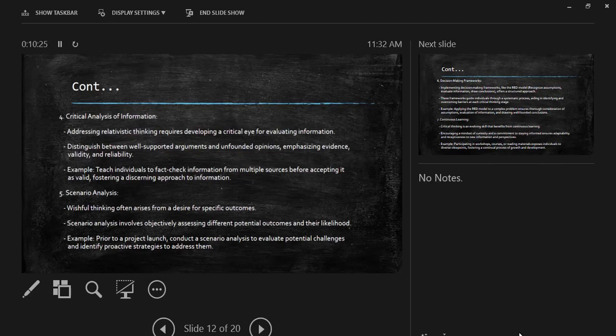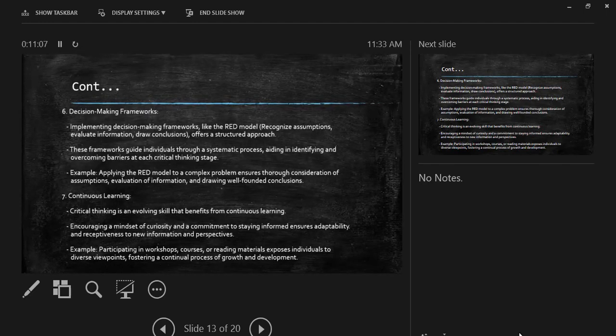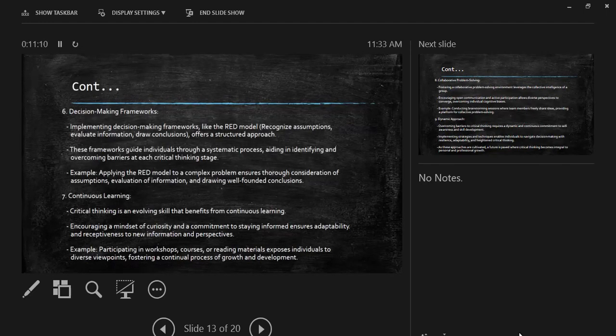The fifth one is scenario analysis. I think I made a mistake. The critical analysis of information is used to address the relativistic view, and scenario analysis is used to overcome wishful thinking. As I mentioned earlier, wishful thinking is thinking what we want to happen, but scenario analysis involves objectively assessing different potential outcomes rather than what we want to happen, both negative and positive outcomes. Example, prior to a project launch, conduct a scenario analysis to evaluate potential challenges and identify proactive strategies to address them.